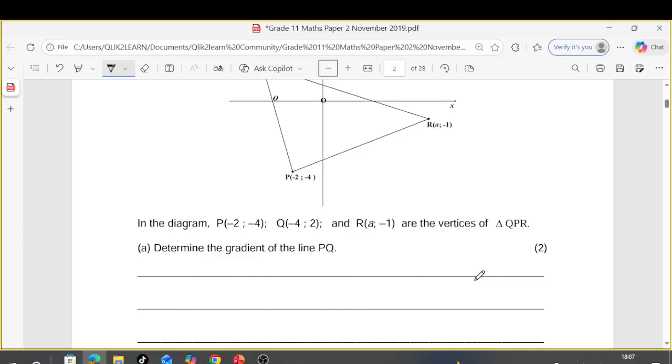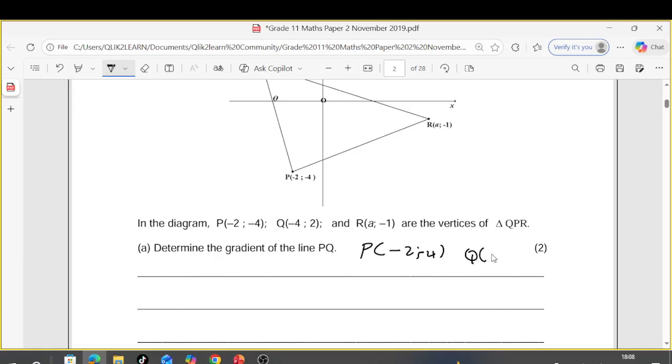So now, based on this information, first things first, let us rewrite the PQ down. I'm just going to start with the point P, which comes first. I'm going to write P there and say the coordinates of P are given as -2 and 4. Then we have Q. If we check Q, we are given Q as -4 and 2.